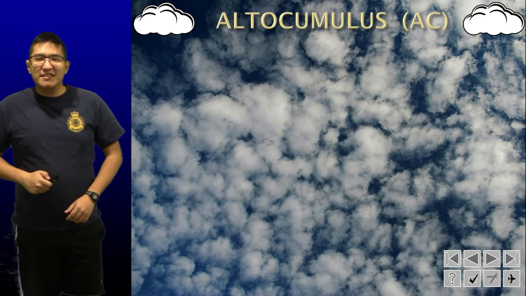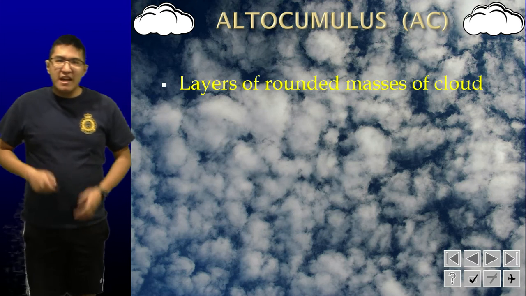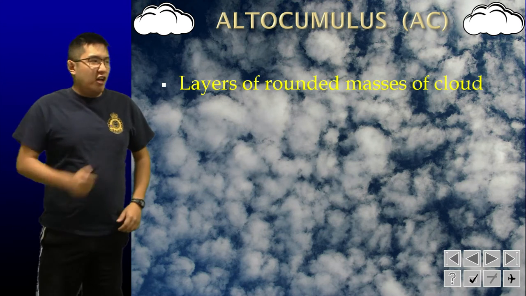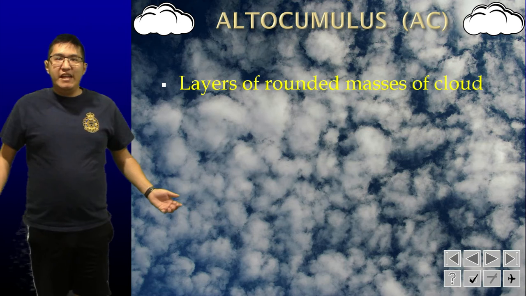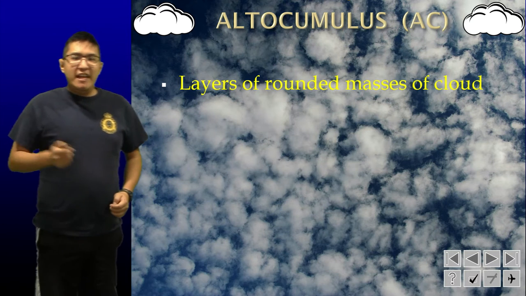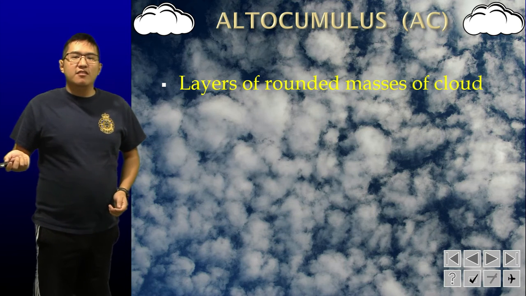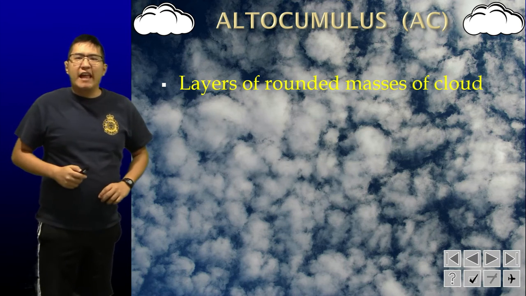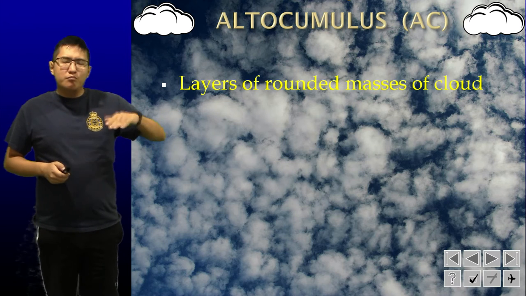Middle clouds. Altocumulus clouds. So altocumulus clouds with the abbreviation AC are usually layers of round masses of clouds. So kind of puffy clouds. Middle altitude.